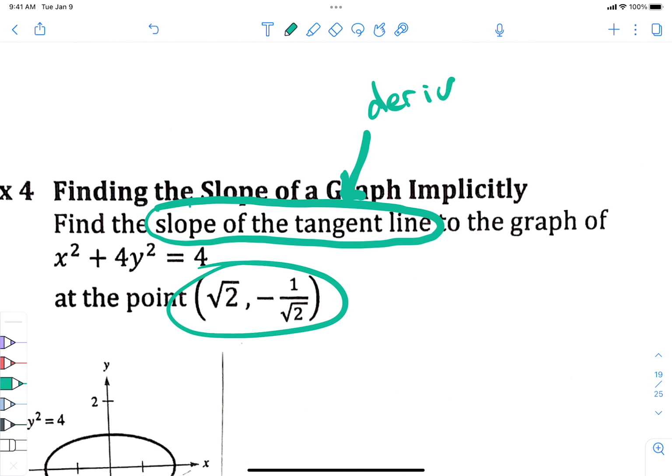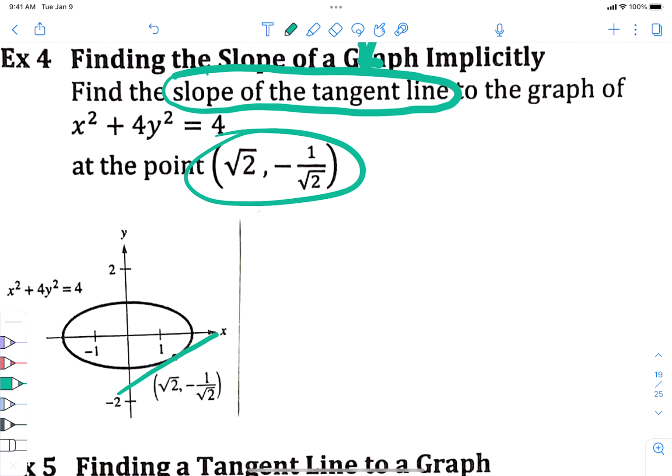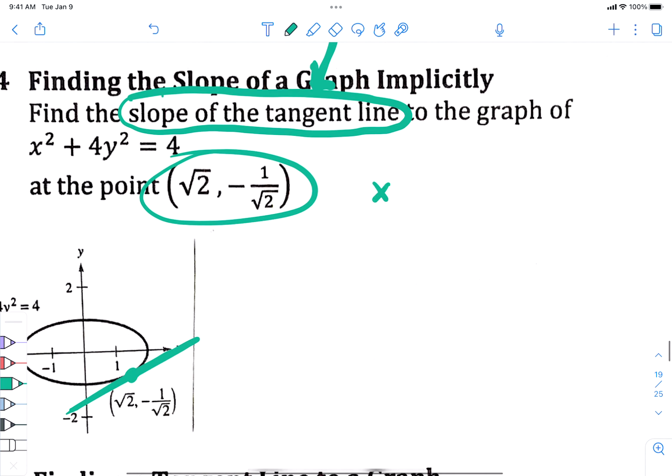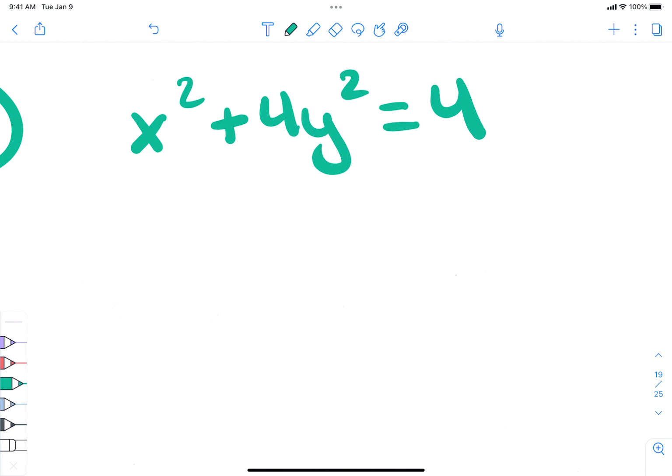It's a circle. It doesn't matter. You can still find derivatives even if it's not a function, right? What they're saying is find the slope of this line right here when it's touching that dot. It's going to be a positive slope, whatever it is. So we're just going to find the derivative and plug our points in. Starting with, I'm going to rewrite x squared plus 4y squared equals 4.